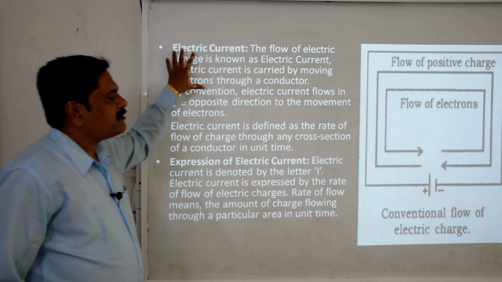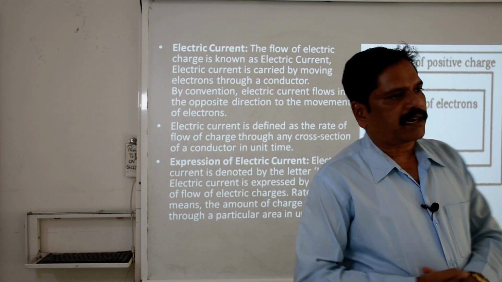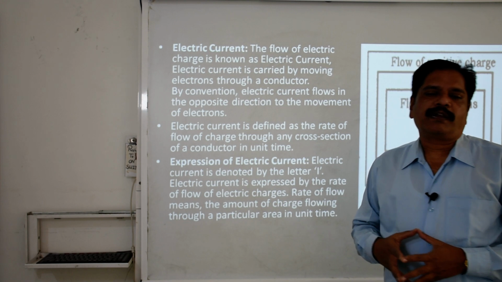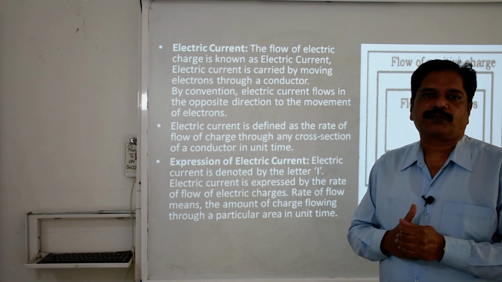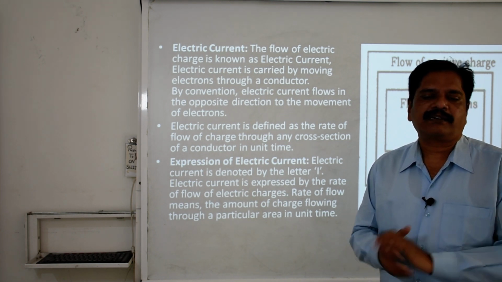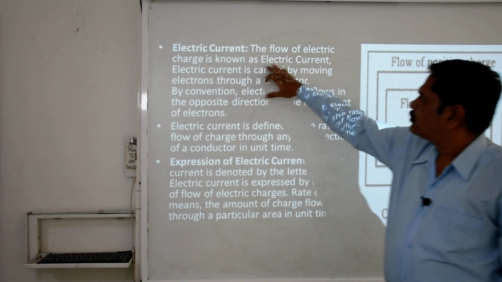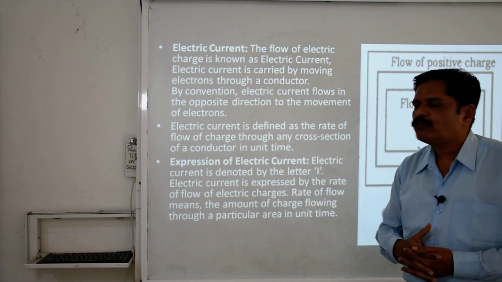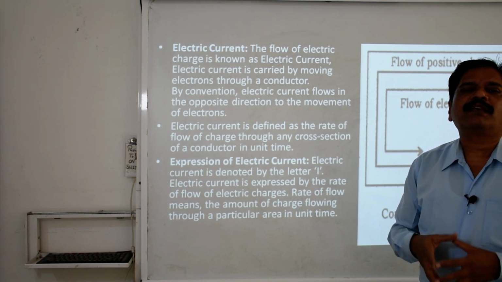Then we are going to discuss the second part of this portion, that is electric current. Simply, when we talk about electric current, we say that the movement or flow of charged particles is called electric current. Just try to learn this one thing. The flow of electric charges is known as electric current, and this electric current is carried by moving electrons through a conductor. You know that electrons are negatively charged particles.